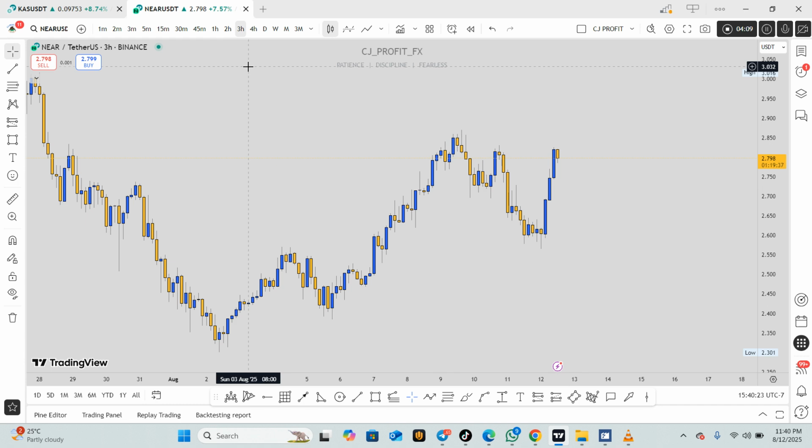Okay, this is NEAR USDT. I think we'll be going to a higher time frame, like the weekly time frame.